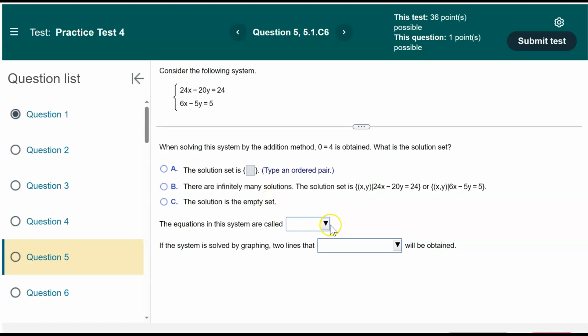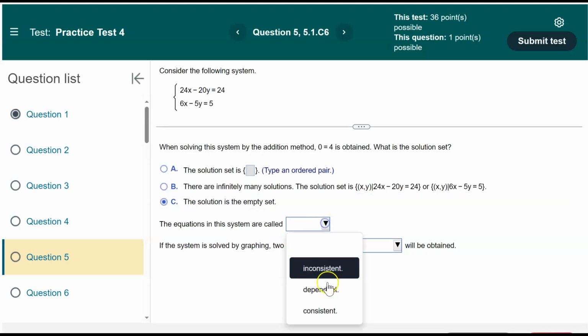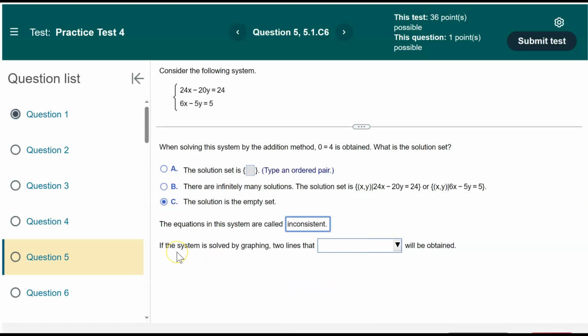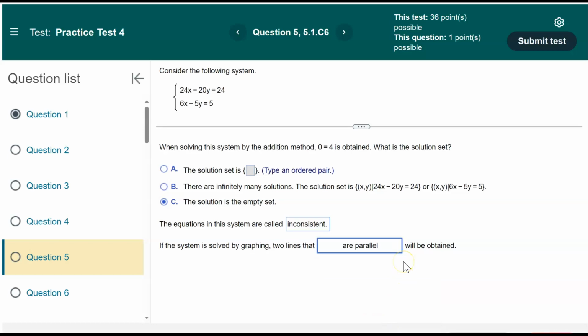And that system is called an inconsistent system. If the system is solved by graphing, the two lines are actually parallel. If the two lines are parallel, there's no solution. There's no intersection for the system of equations.